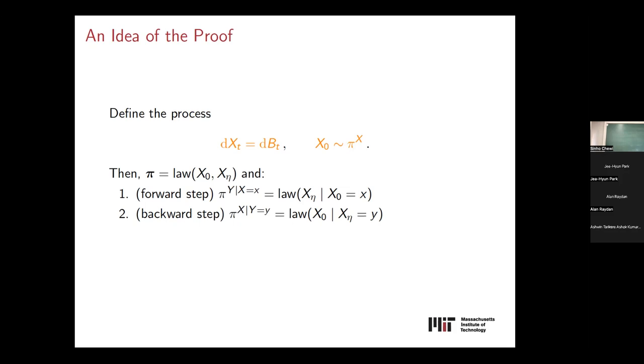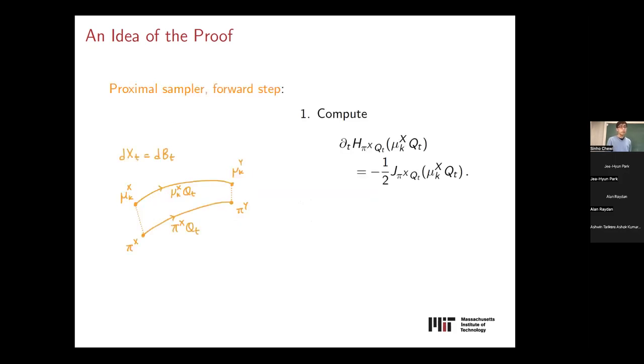So what does that mean? It means that the two steps of this proximal sampler have an interpretation in terms of this stochastic process. This forward process, which is y given x, is just going to be x eta given x0. And similarly, x given y is going to be x0 given x eta. And for the second one, you can see the backwards conditional law. So when I talk about the backward step, that's where we're going to talk about reversing the SDE. But let's start with the forward step.